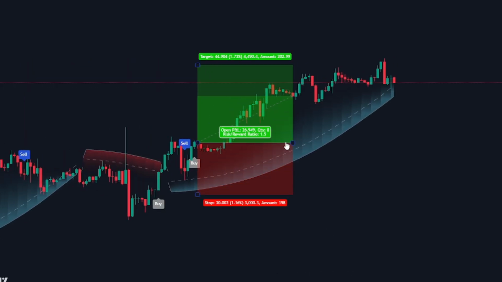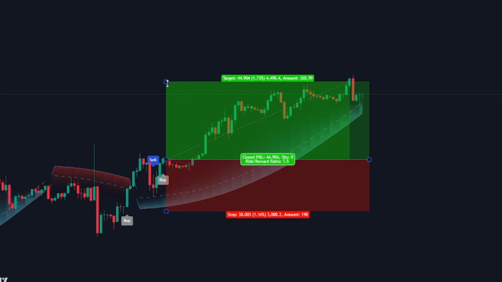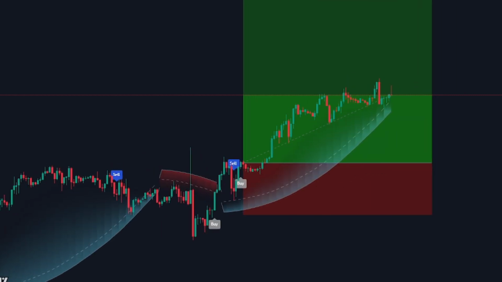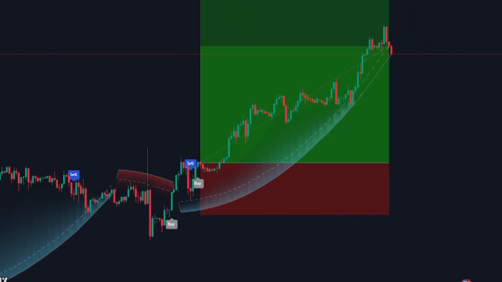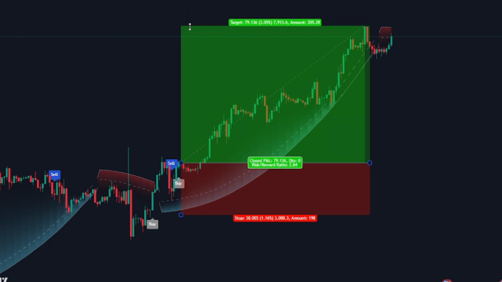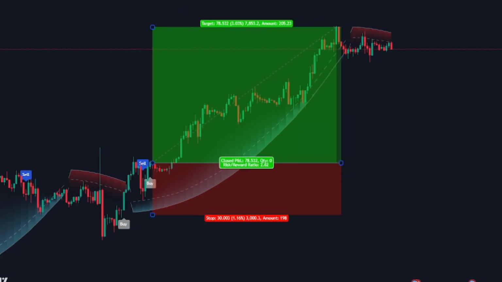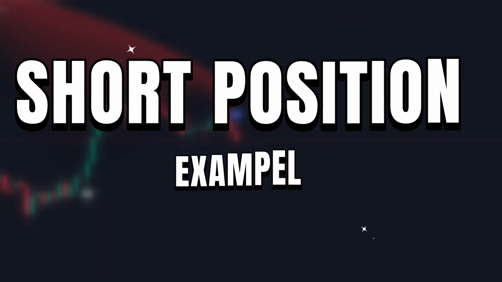Key tips for long positions. Remember, the key here is to wait for a pullback, confirm it with a short signal, and only take the long trade when you get a long signal and the trend is still bullish. Patience pays off. Now, let's look at a short position example.